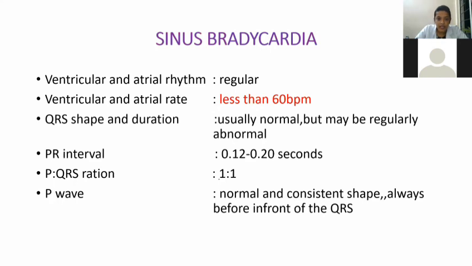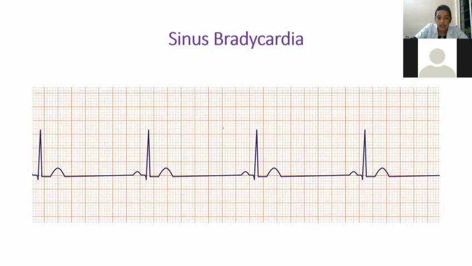Sinus bradycardia: you can see that all the criteria of normal sinus rhythm are followed here, but the ventricular and atrial rate will be less than 60 beats per minute. So this is happening in sinus bradycardia. Here you can see the sinus bradycardia. You can calculate the heart rate using any of those methods, so that you can see that the heart rate will be below 60 beats per minute.